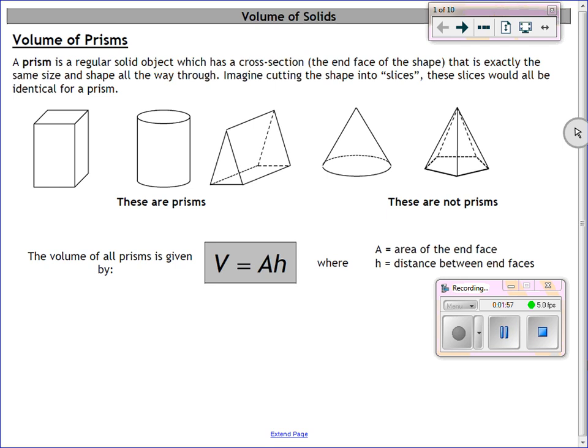What we say here, and this is a formula that's not given for you in the exam, but you're going to have to remember, is that the volume of an object is equal to the area multiplied by the height of the object. V is equal to AH. That's a formula that you need to commit to memory. V is equal to AH, where A is the area of the face at the end, and H is the distance between the end faces. So let's commit that one to memory.